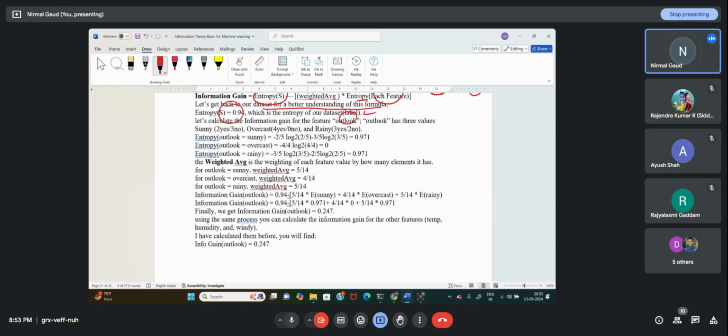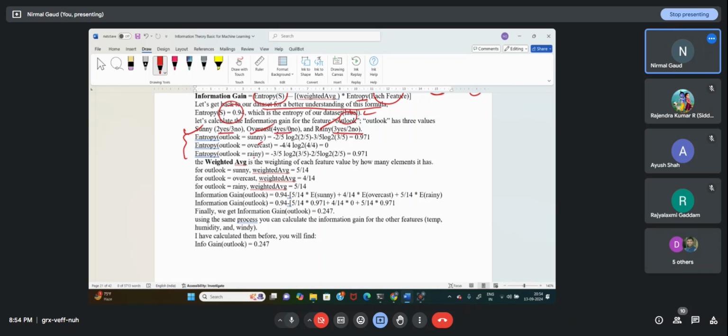I am considering outlook. I am going to split my data over this particular feature, outlook. It has three values: sunny, overcast, and rainy. In sunny, I have 2 yes, 3 no. Overcast, I have 4 yes and 0 no. In rainy, I have 3 yes, 2 no. So I can calculate the entropy of each of them, that means sunny, overcast, and rainy.